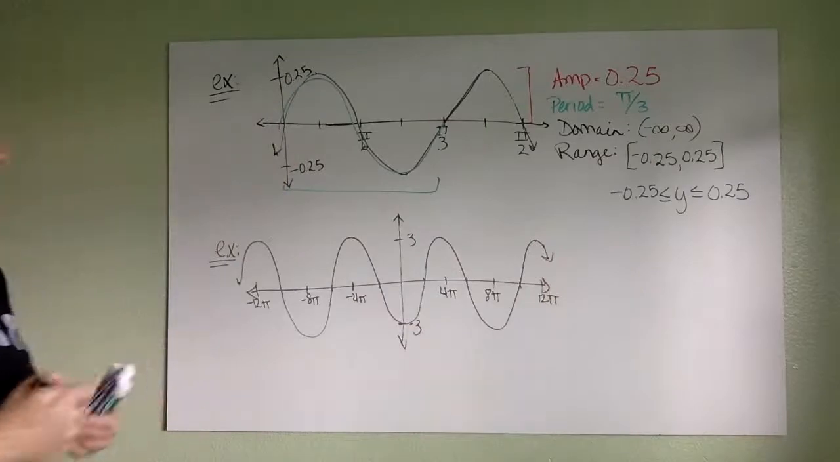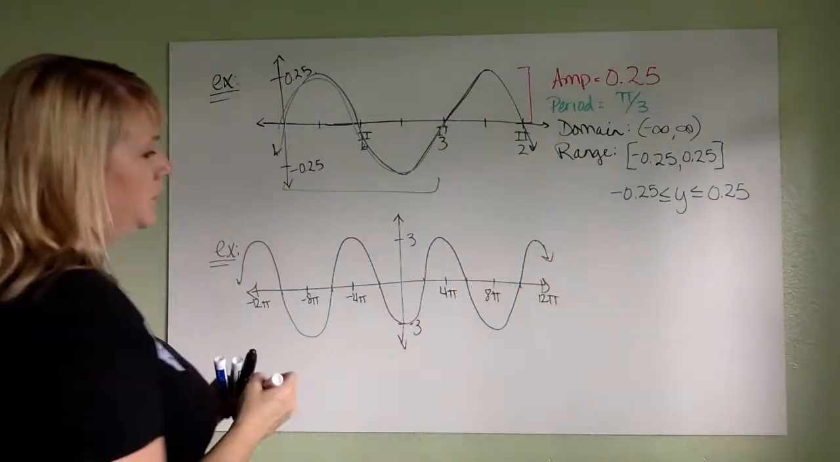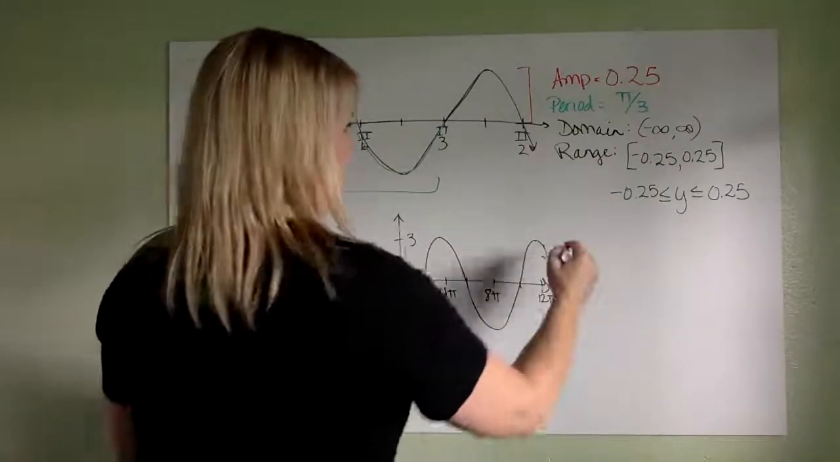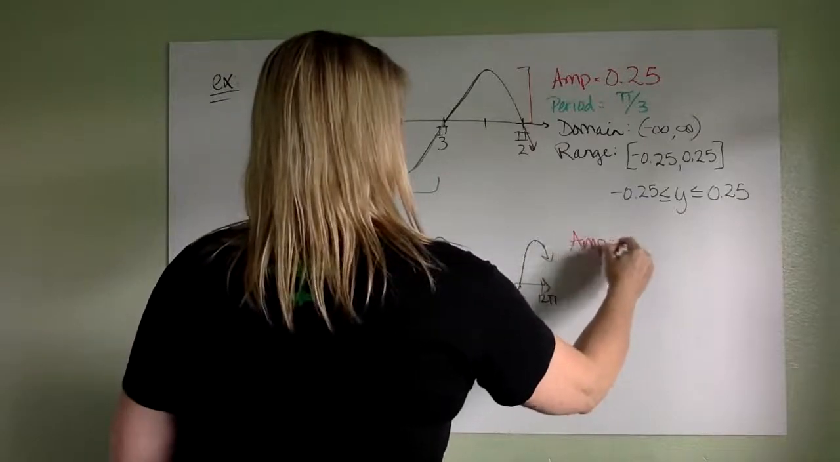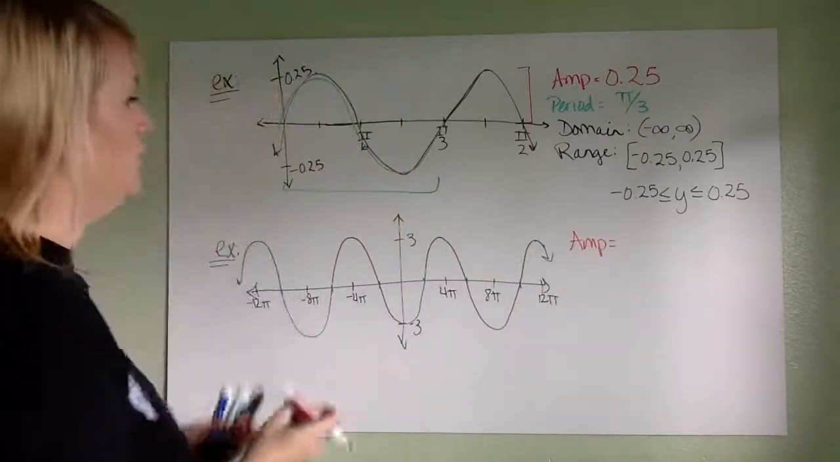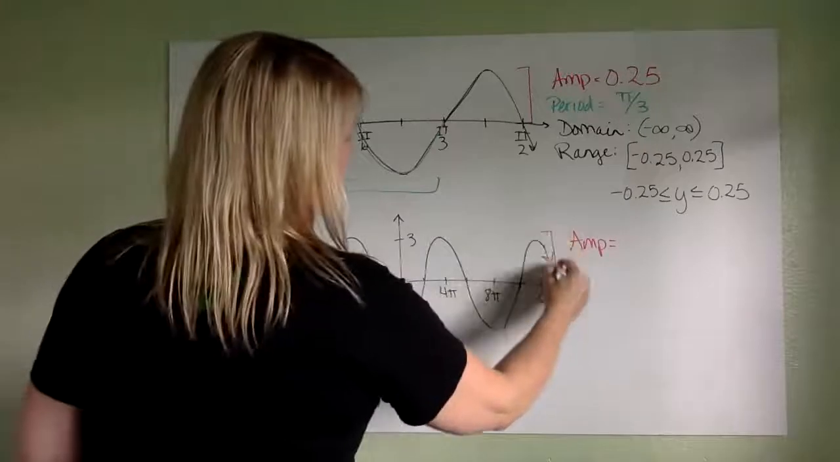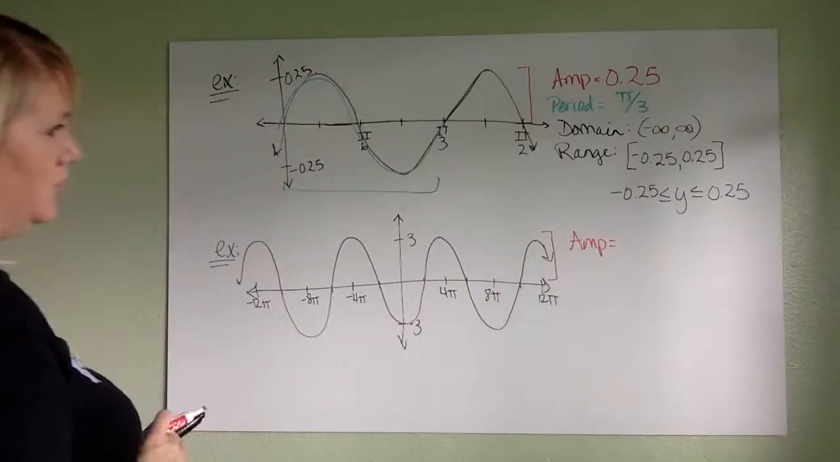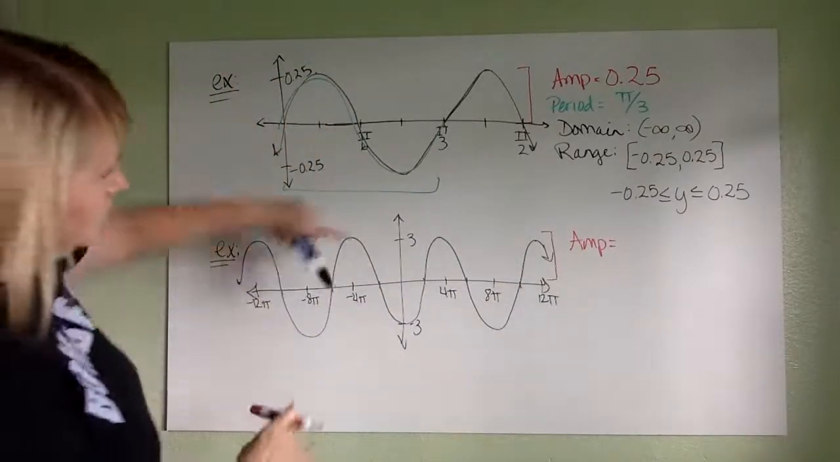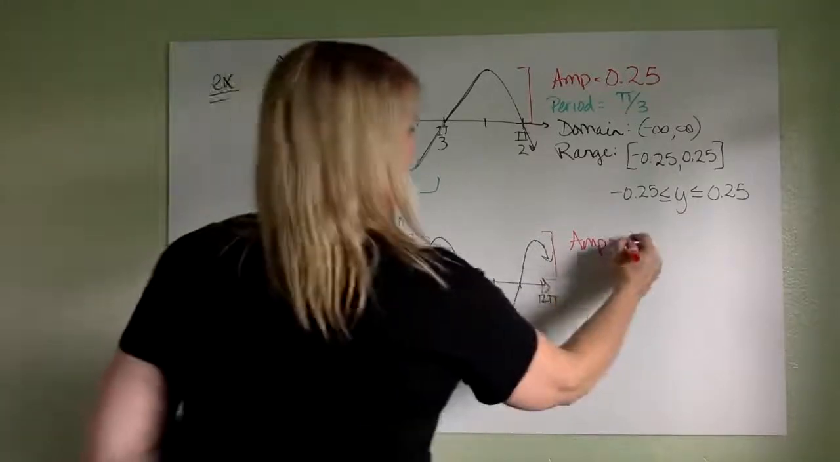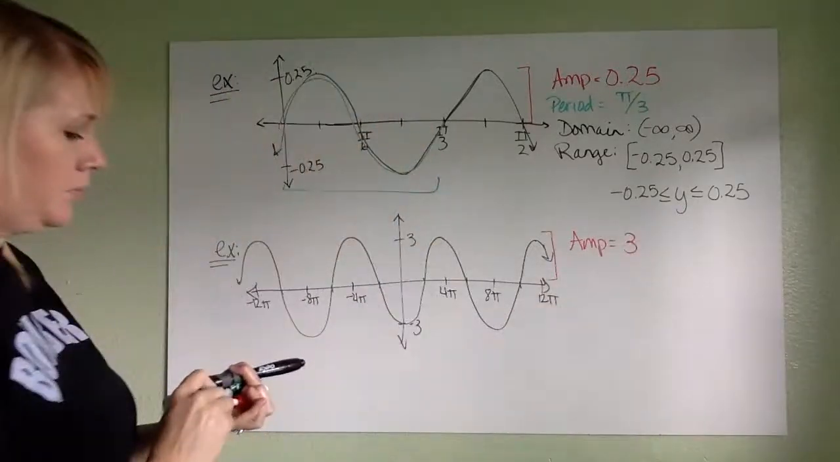Okay, same idea. What is the amplitude? What is the period? What is the domain and range? So the amplitude, again, will be the distance from the midline to the top or the midline to the bottom. In this case, it's going up to 3 and negative 3, so our amplitude is just 3.